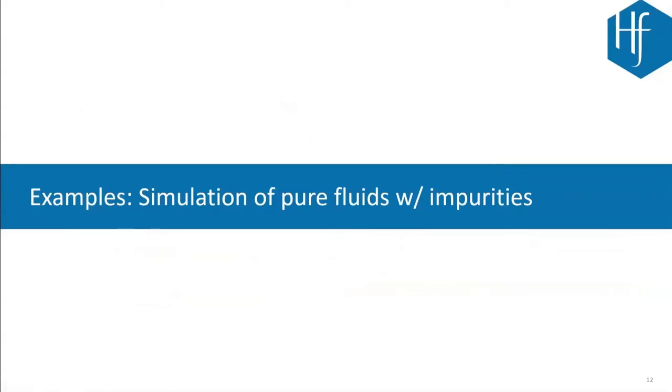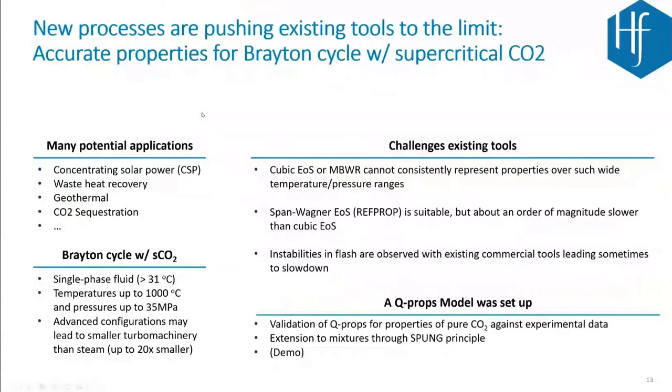Now let me move a bit to some examples. And what we're really seeing is that the new processes that we're exploring this decade are pushing existing tools to the limits. And one example that we were doing together with Billington Process Technology was getting some accurate properties for supercritical CO2 to simulate a Brayton cycle.